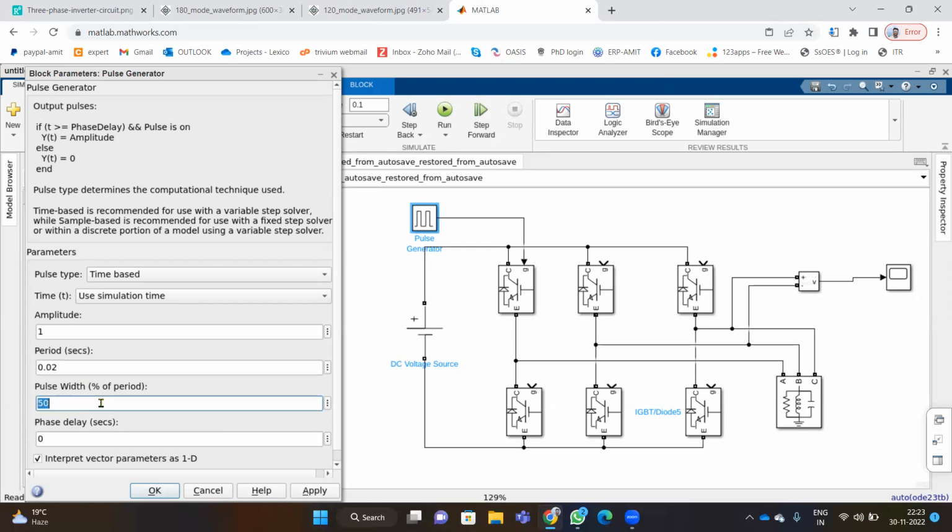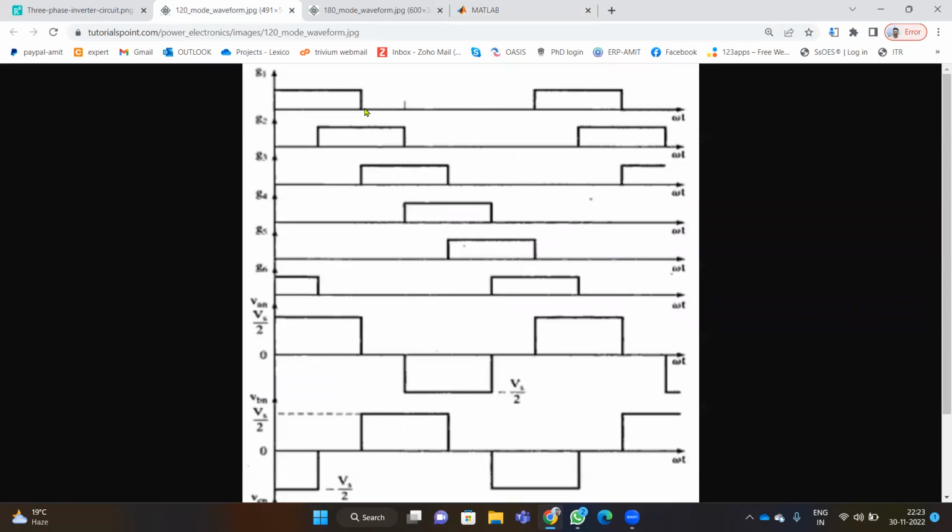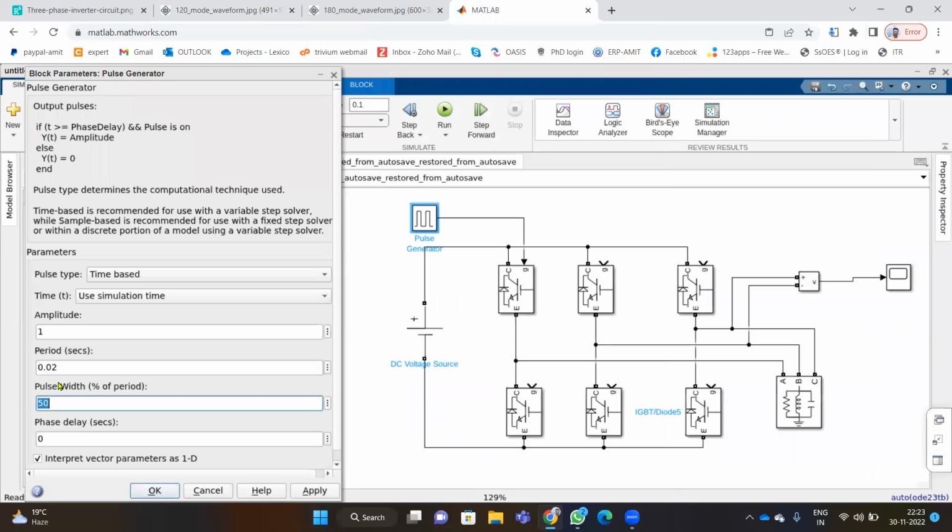A 50% pulse width actually defines 180-degree mode. So see here, 180-degree mode stands for every IGBT working 50% of the time. Whereas in 120-degree mode, we won't put 50% on time here. We will put an equivalent portion of 120 degrees with respect to 360 degrees. So we will put 33.33%. Here we put a 50% duty cycle for 180-degree mode conduction, and for the first pulse generator, the phase delay is 0.